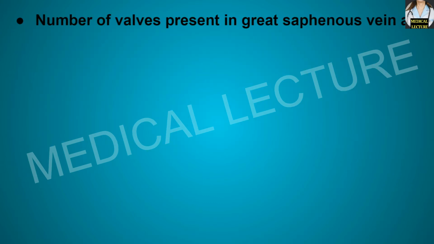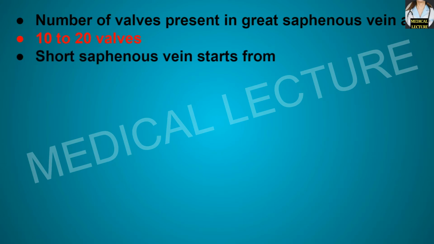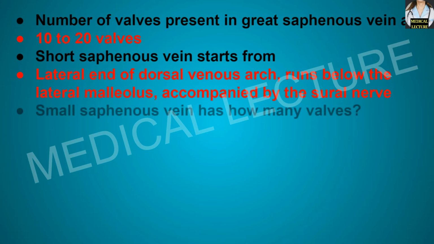How many valves are present in the great saphenous vein? So there are about 10 to 20 valves in the great saphenous vein. Short saphenous vein starts from the lateral end of the dorsal venous arch, runs below the lateral malleolus and is accompanied by the sural nerve. Small saphenous vein has how many valves? So it has about 7 to 13 valves.